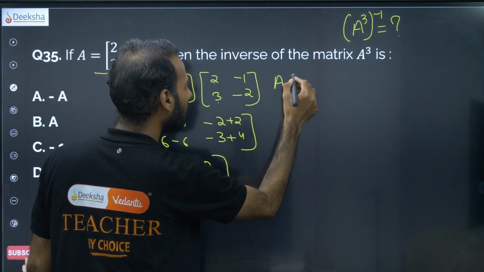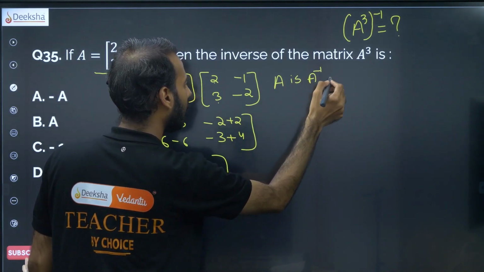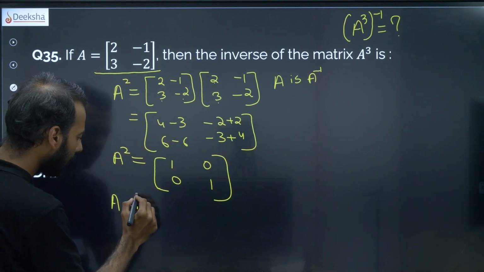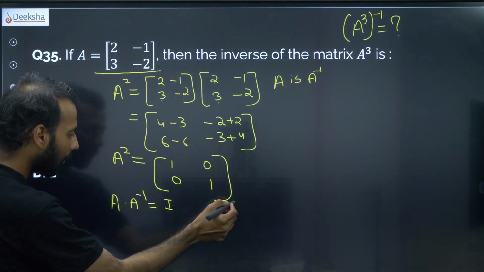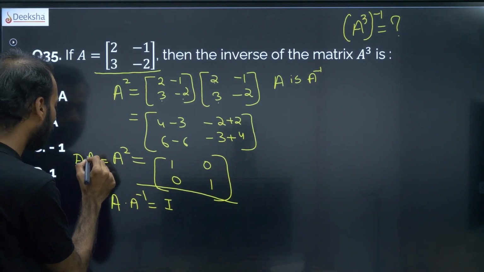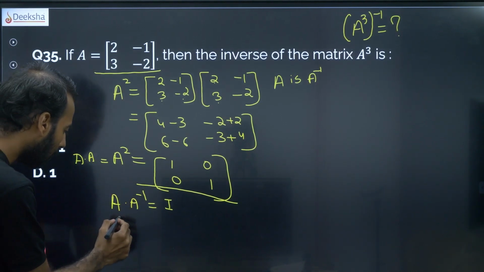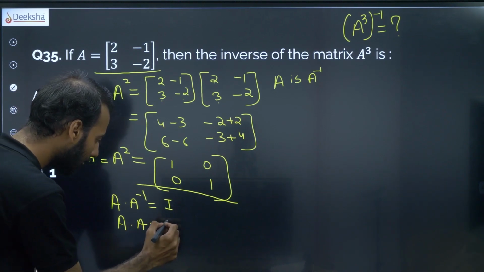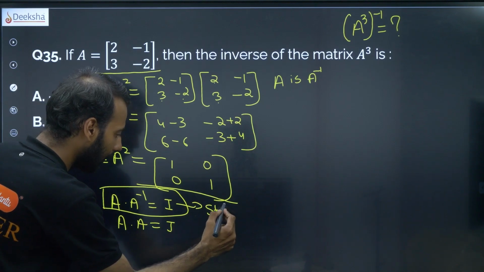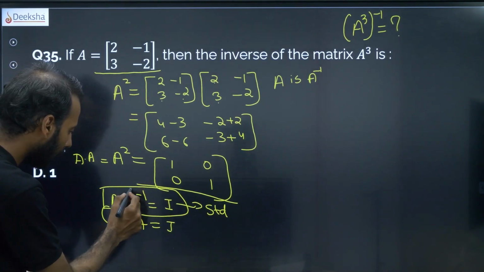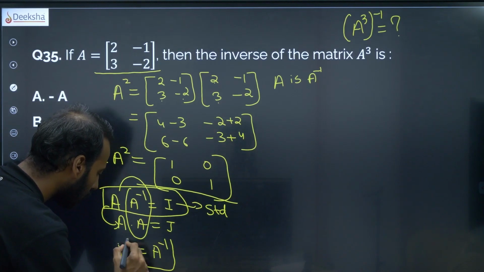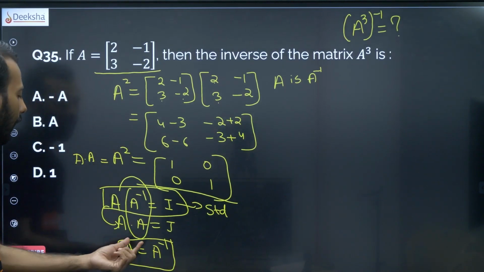That means A is A inverse, because see here, when we get 1 0 0 1, A dot A inverse is I. Here we are getting I, and also A square means what? A dot A. A dot A is A square. So A dot A is I. That's what we have got here. This is standard. Here we got I, right? That means A is equal to A inverse. So A is inverse of itself. That is the case here.